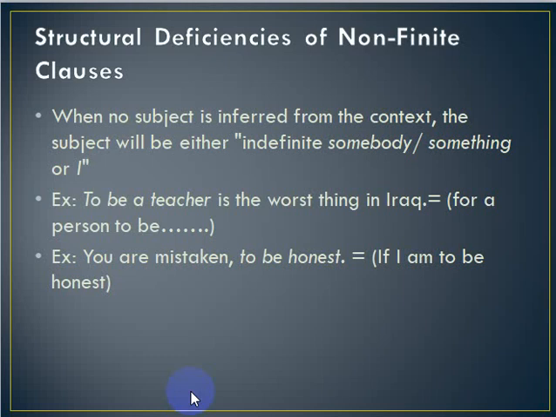The second example, for example: you're mistaken, to be honest, which means if I am to be honest, you are mistaken, or if you are to be honest, or if somebody or if someone is to be honest. This is the way non-finite clauses bring about structural ambiguity.